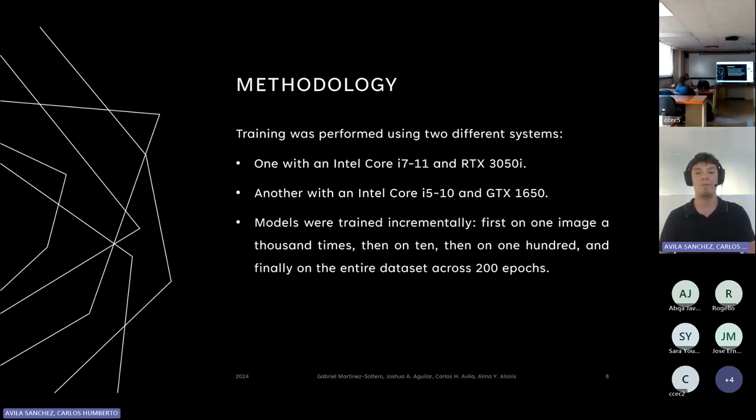The training was performed using two different computers, one with an Intel Core i7 processor and an RTX 3050 graphics card, and the second one with an Intel Core i5 and a GTX 1650. Models were trained incrementally. First, we grab one image, and with that image, we train 1,000 times. Then with 10 images, then 100, and finally with the entire data set, across 200 epochs in each model.